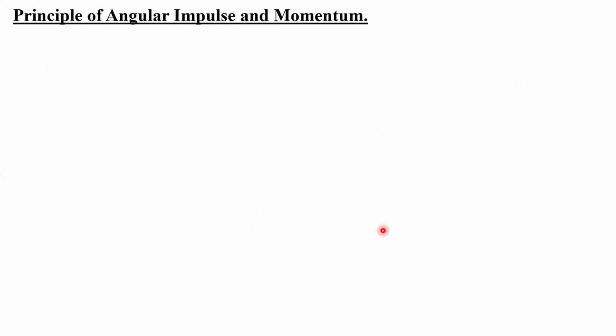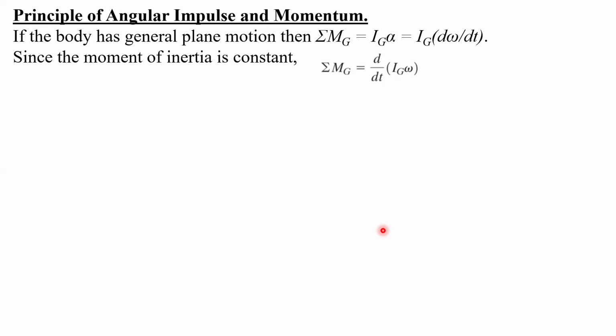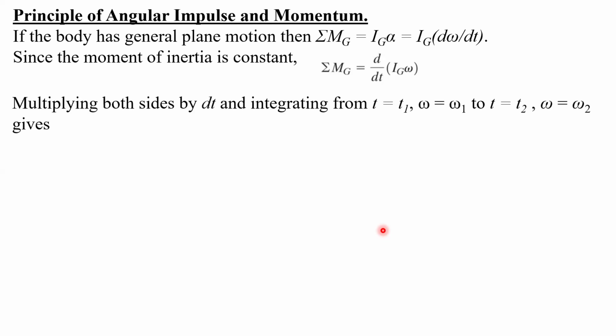Principle of angular impulse and momentum. If the body has general plane motion, then summation M_G equals I_G alpha, which equals I_G d omega/dt. Since the moment of inertia is constant for that particular body, summation M_G equals d/dt of I_G omega. Multiplying both sides by dt and integrating from t equals t1, when omega is equal to omega 1, to t equals t2, when omega is equal to omega 2, gives the integral of M_G dt equals I_G omega 2 minus I_G omega 1.